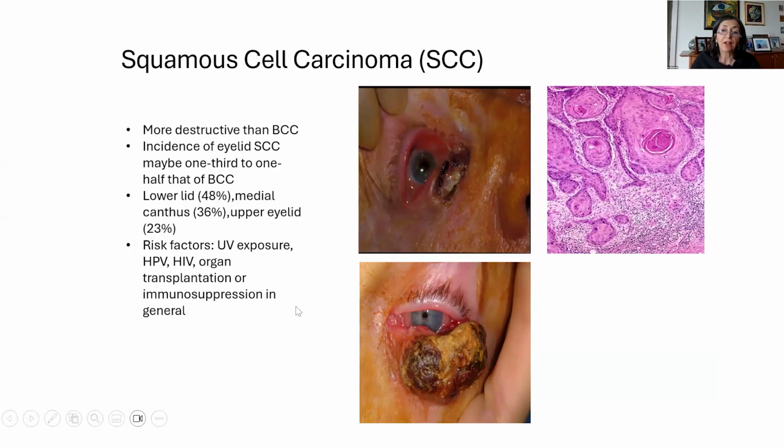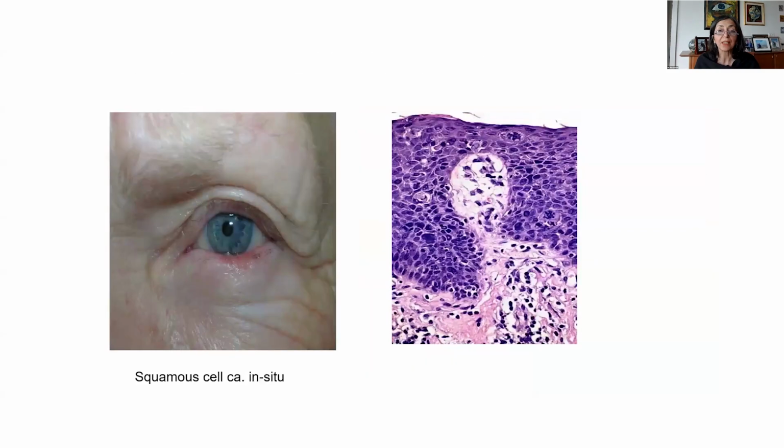The risk factors are ultraviolet exposure, HIV, HPV, as well as immune suppression, including a history of organ transplantation. And you can see various different sizes and spectrum of clinical presentation. Here's an example of a real subtle squamous cell carcinoma in situ, meaning in the earliest possible stage. And all you can see here is a bit of inflammation and loss of eyelashes. So we do need to have a high index of suspicion, especially if we have just a very focal area of inflammation at the lid margin.